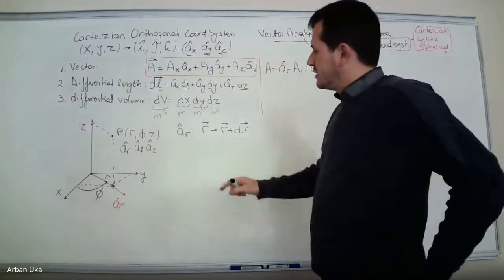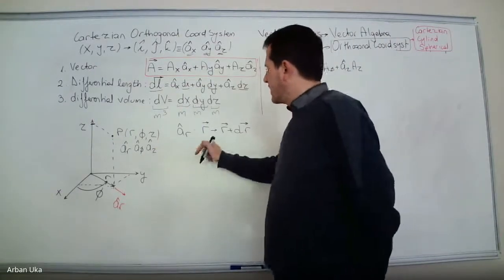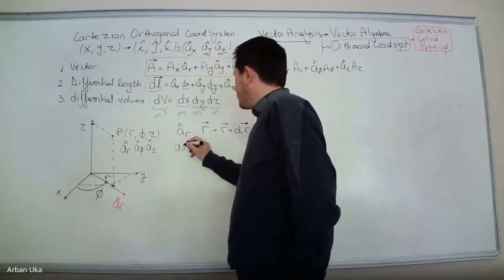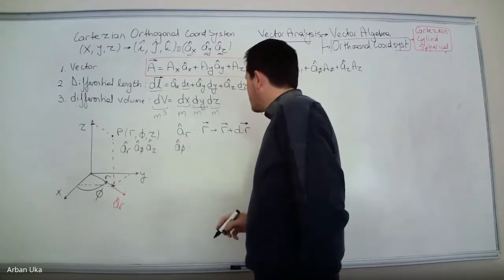Now, the other coordinate looks like the angle. So what is a phi? What is the direction of a phi? Then we say the following.